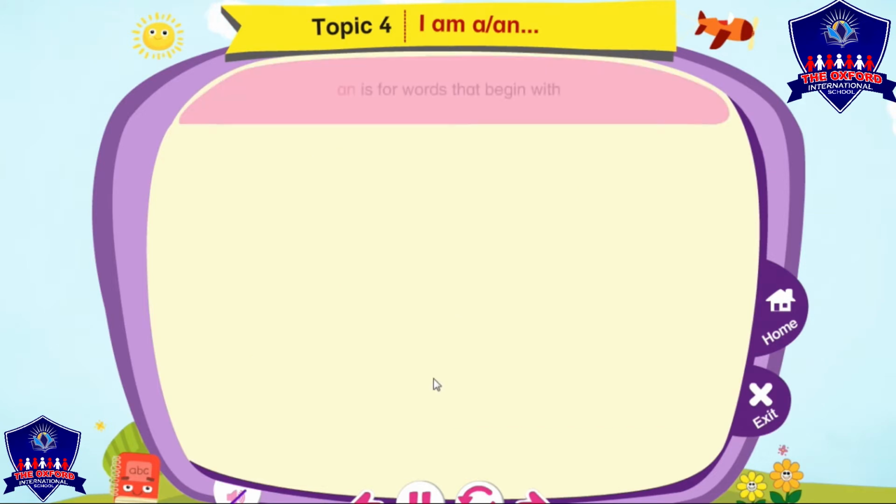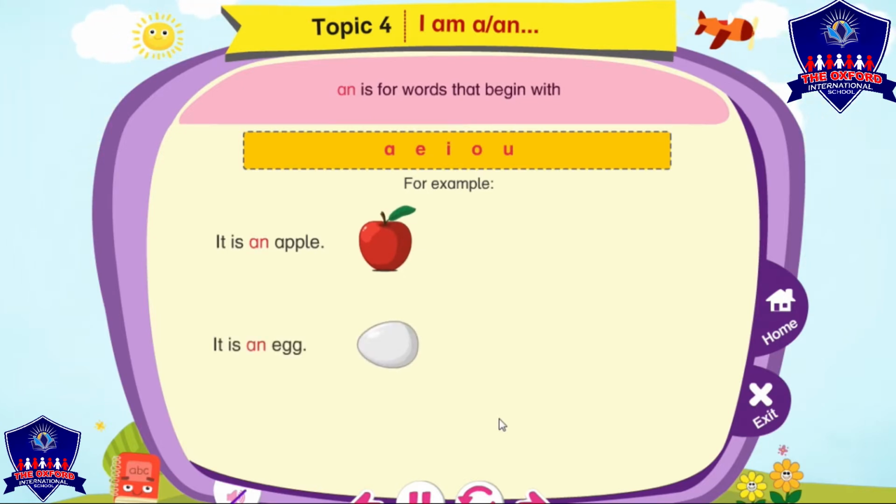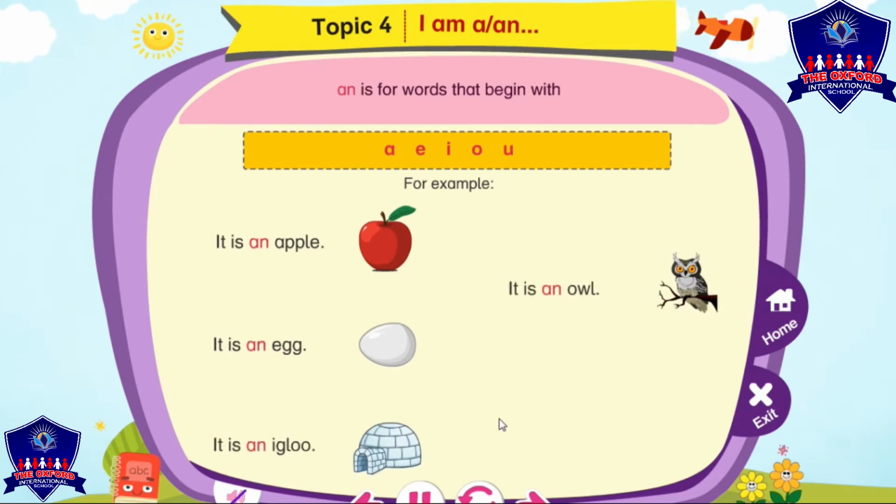First of all, introduction. An is for words that begin with A, E, I, O, U. For example, it is an apple. It is an egg. It is an igloo. It is an owl. It is an umbrella.